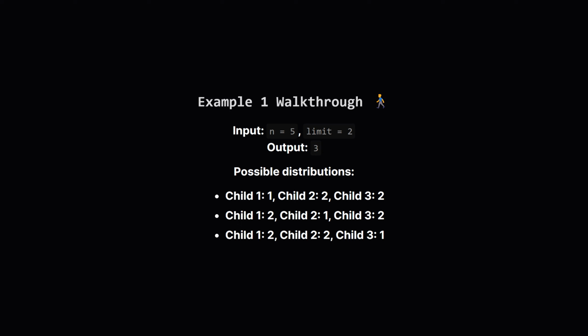What if child 1 gets 2 candies? 3 candies are left. Child 2 could get 1 candy, child 3 gets 2. That's 2, 1, 2. Or child 2 could get 2 candies, and child 3 gets 1. That's 2, 2, 1. Are there any other ways? If child 1 gets 0, we have 5 candies left for 2 children, with a limit of 2 each. That's not possible, because 2 plus 2 is 4, not 5. If child 1 gets more than 2, that violates the limit. So it looks like there are 3 ways: 1, 2, 2; 2, 1, 2; and 2, 2, 1. The output is 3. Makes sense?